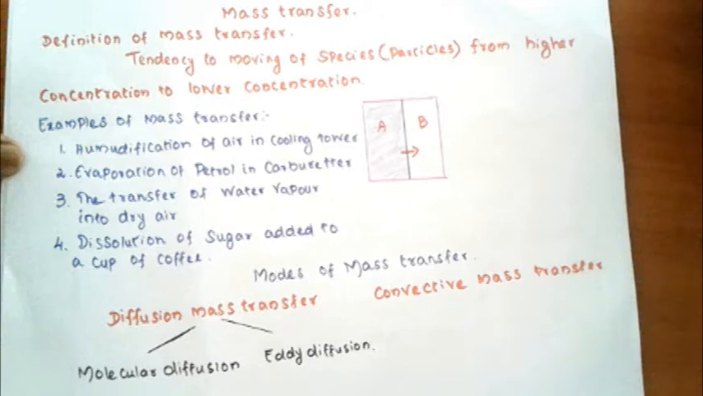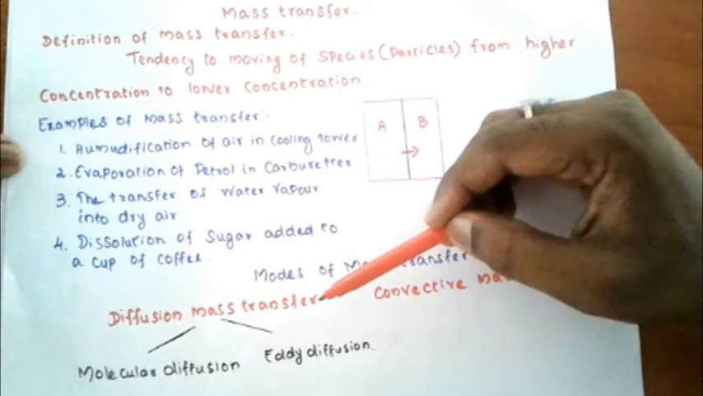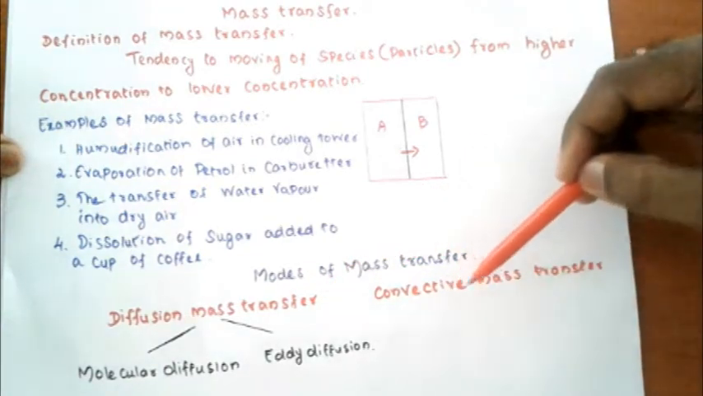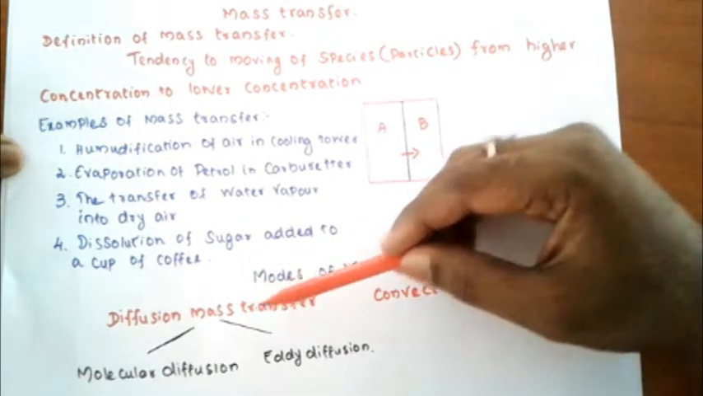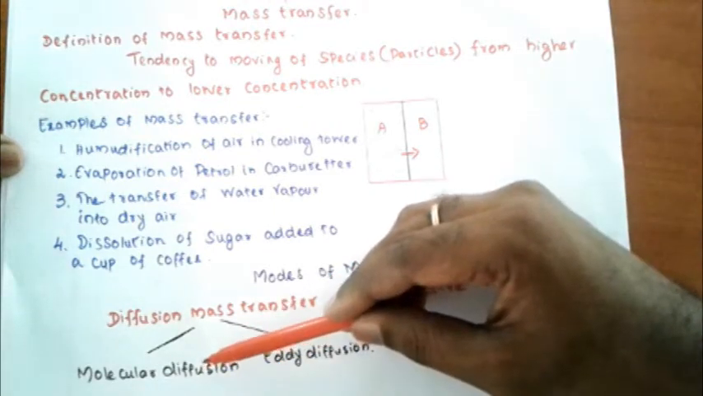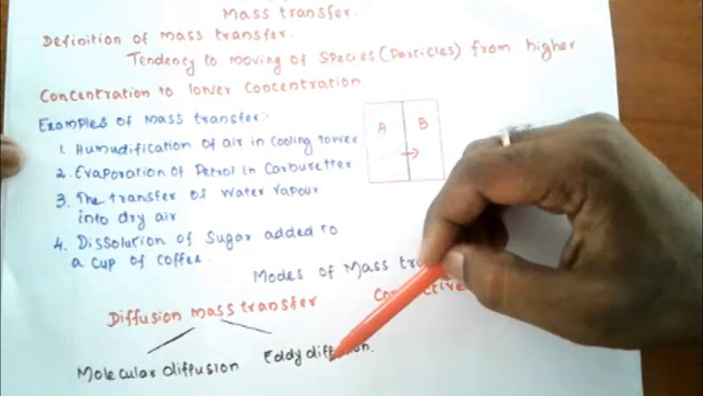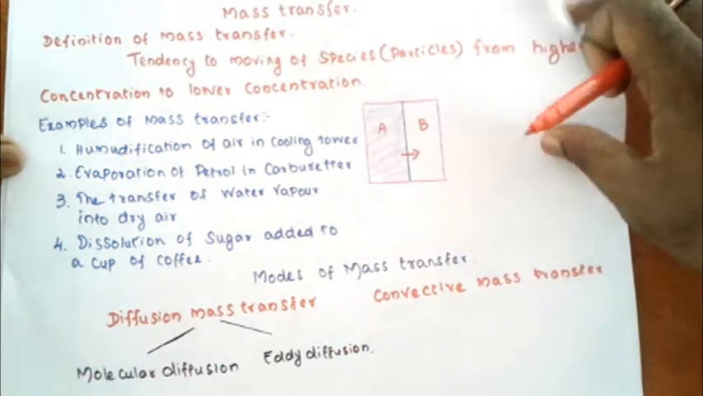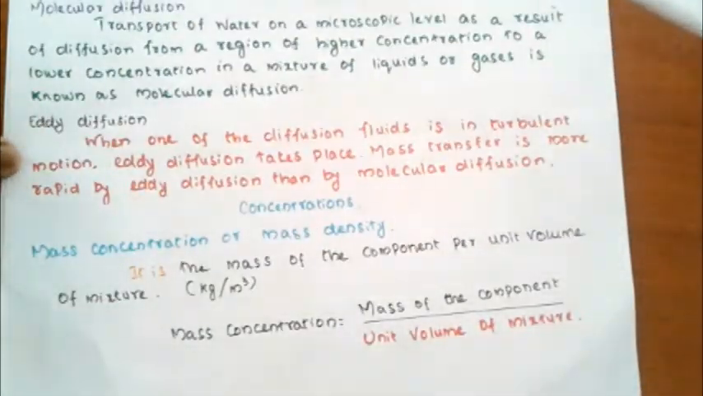Next we are going to see the two modes of mass transfer. First is diffusion mass transfer. Second is convective mass transfer. Diffusion mass transfer is divided further into two types. First is called molecular diffusion. Second is eddy diffusion. Now, let us see one by one.